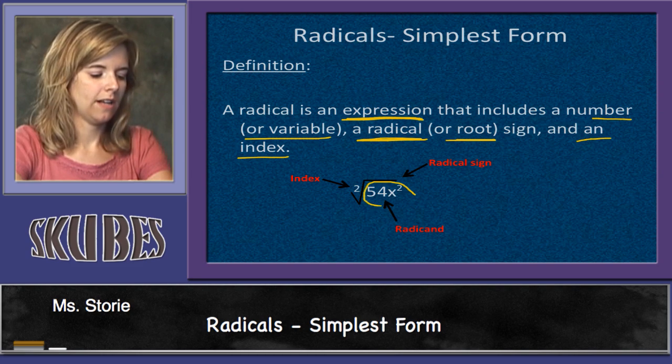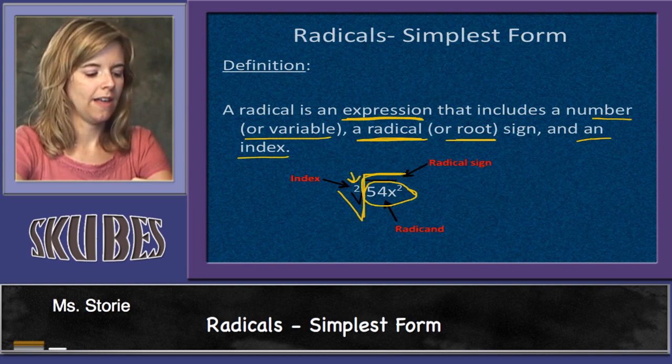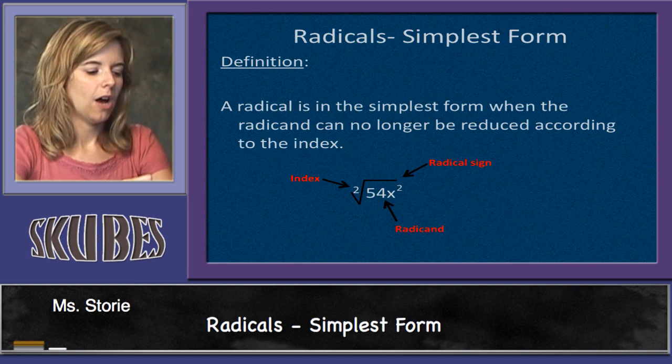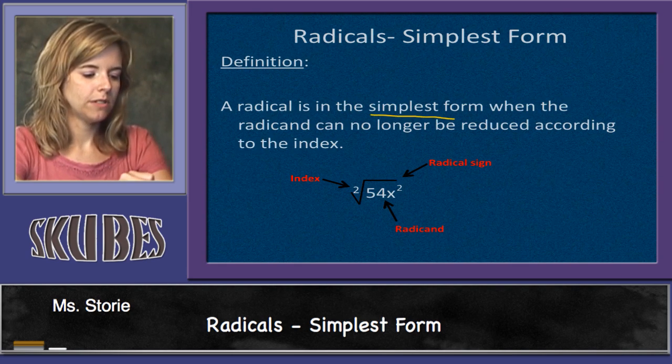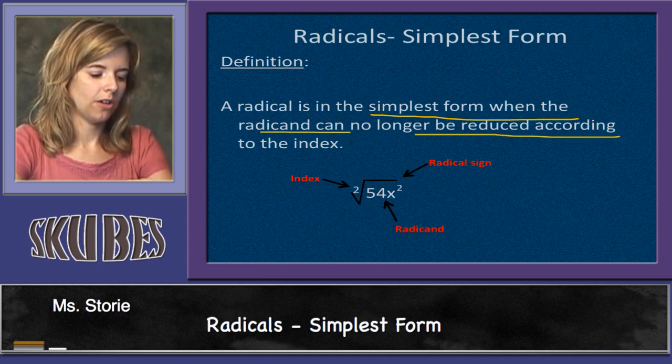So look, here's your radicand, it includes the x squared. The index is that teeny tiny number, and then you have that funky check mark looking thing, and that's your radical sign or your root sign. Okay, a radical that's put into simplest form happens when the radicand can't be reduced any longer.